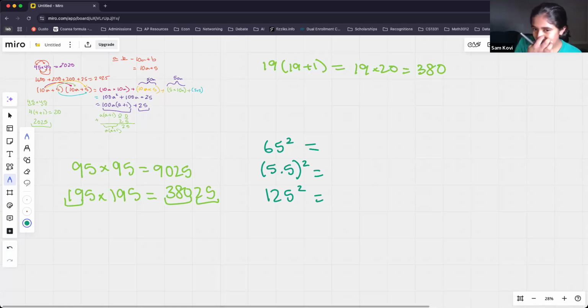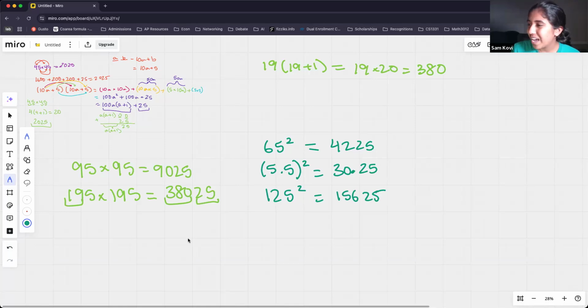Okay, so for the first one, I see a lot of people saying 4225. So I'm going to go ahead and write that down and we'll check if that's right. Okay, for the second one, I see a lot of people saying, hold on. What do I see people saying for the second one? I think I missed it. 30.25. Okay, that's what I see most people saying. And then for the last one, I see a lot of people saying 15625. All right, let's take a look.